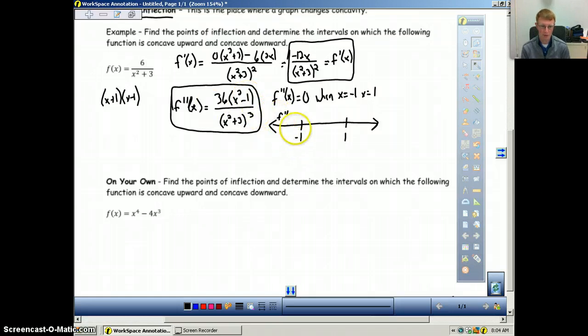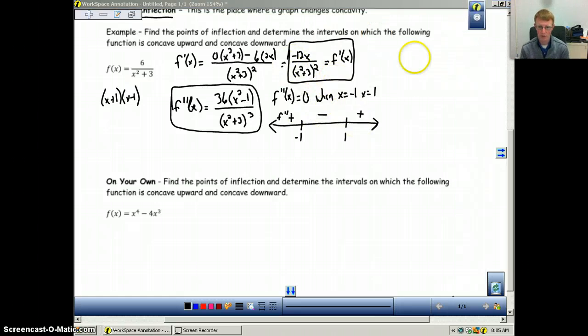So we plug in something to the left of negative 1, and again, in the essence of saving time, I plug negative 2 in, and I actually get a positive value. Then I plug 0 in, a number in between negative 1 and 1. I get a negative value, and then I plug in 2, and I get a positive value. So what does this mean? What we're going to do is label this as such. And I'll label it in a different color so you see.